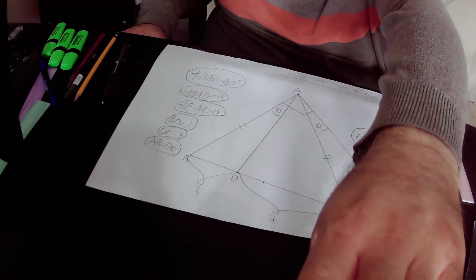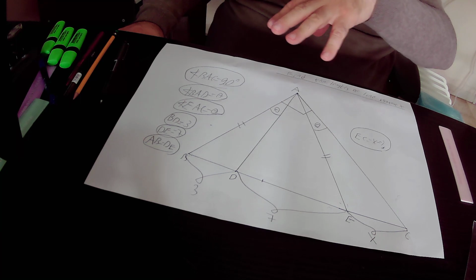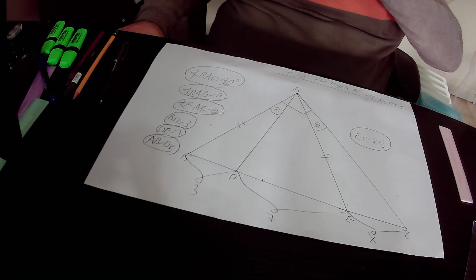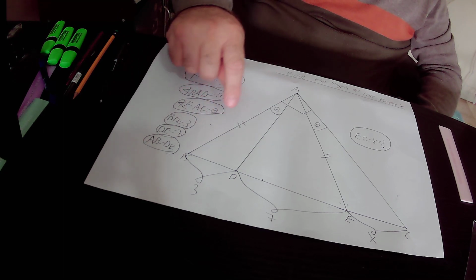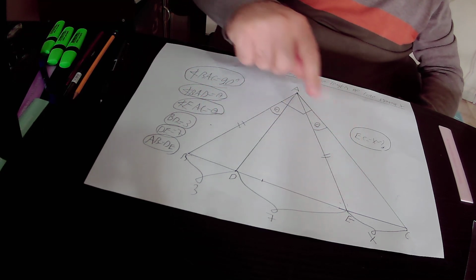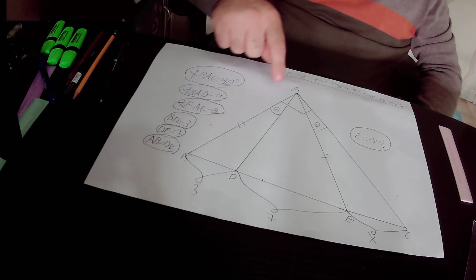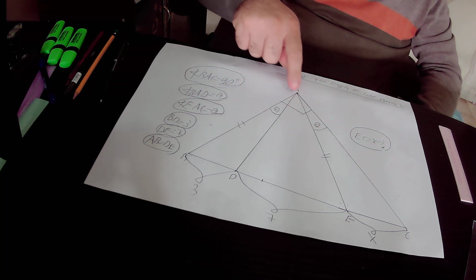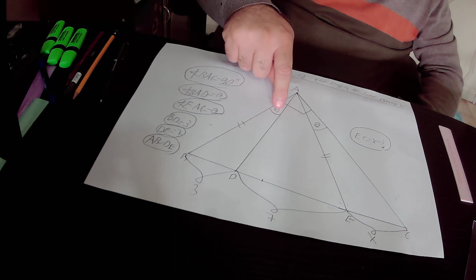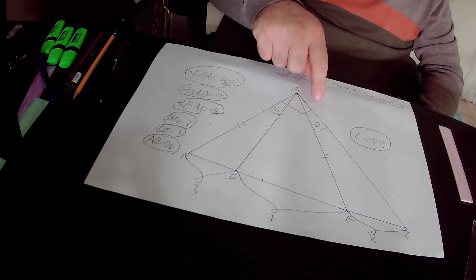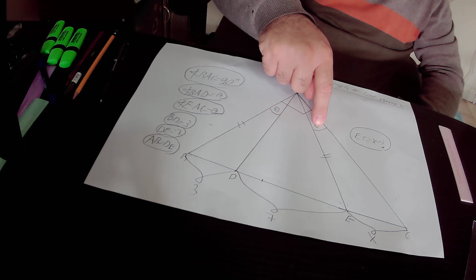And now in this lecture we will find out the value of line segment X. In the drawing we have triangle ABC. We know that side AB is equal to side AE. We also know that angle BAC, this angle, equals 90 degrees, and angle BAD, this angle, equals theta. Angle EAC, this angle, is also equal to theta.